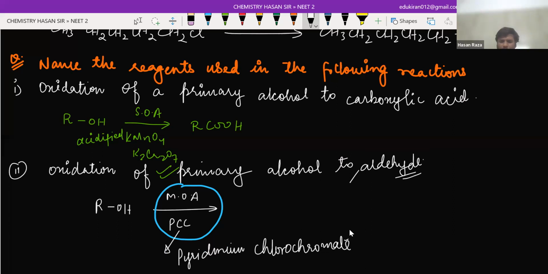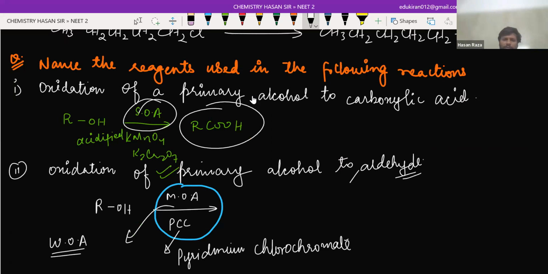Rabia, are you done with this? Or you can call it a weak oxidizing agent as well. But for carboxylic acid, we say it a strong oxidizing agent, which is KMnO4. Okay, call it weak oxidizing agent.